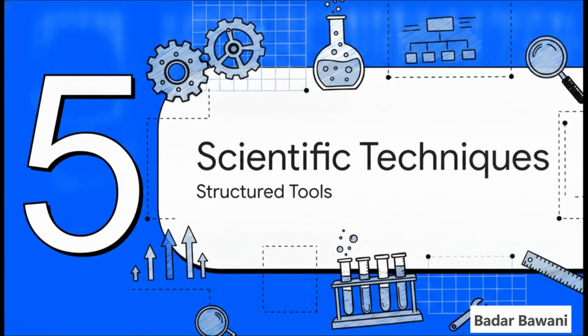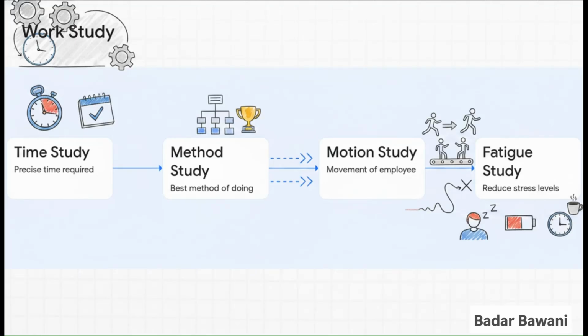All right, Section 5, Scientific Techniques. To build a system of absolute efficiency, Taylor introduced this concept called work study, which systematically analyzed every single aspect of a job. Time study recorded the precise time it took to complete an element of work just to set a baseline standard. Method study found the single best, most cost-effective way to do the task. Motion study observed human and machine movements to cut out anything unnecessary. And finally, fatigue study managed working hours and breaks to reduce physical and mental stress, keeping that operational efficiency sky high.